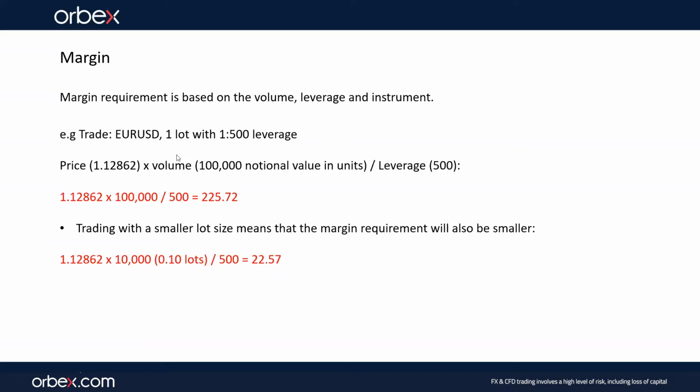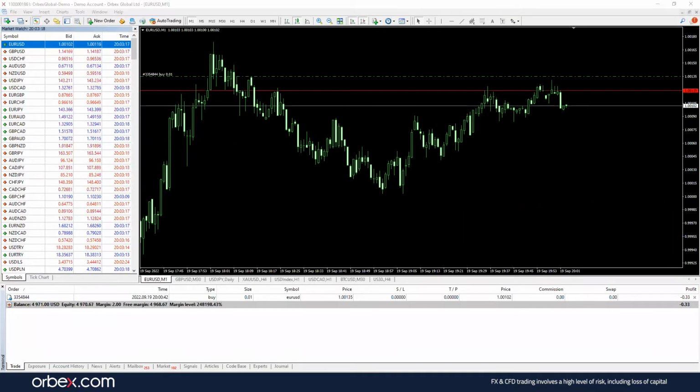Now, what we need to understand with lot amounts is that this means volume as well. So 1 lot equals 100,000 units of that particular currency. If we take this example, if the euro dollar price was at 1.12862, we multiply it by 100,000, which is 1 lot, and then we divide it by the leverage, which is 500. So this will mean that it's $225.72. If we go to our live example, I'll just get my calculator out.